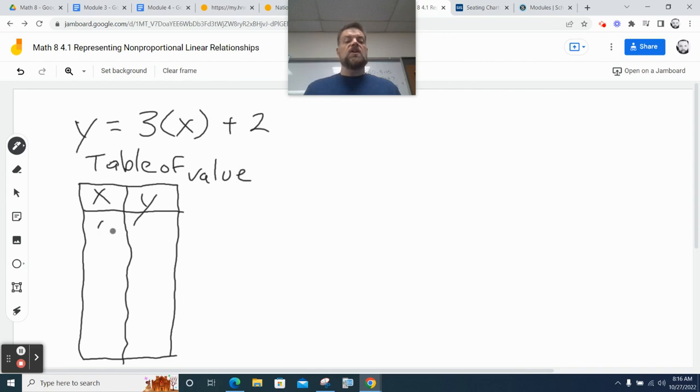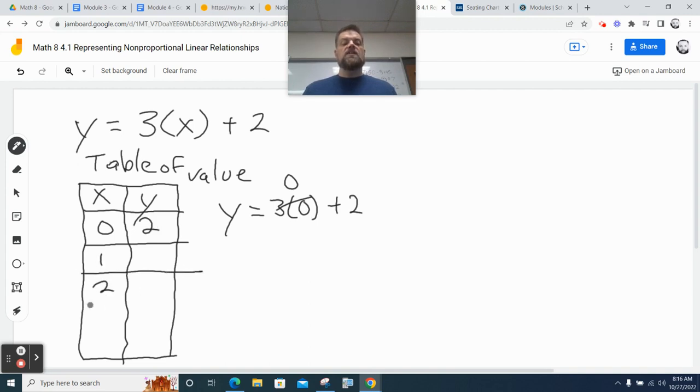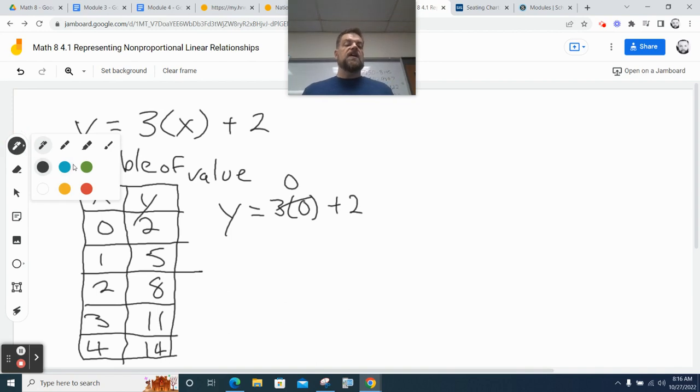And so when I plug in 0, well, let me do this a little differently. If I say y is equal to 3 times 0 plus 2, 3 times 0 is 0, 0 plus 2 is 2. And then on the previous page, we said that 1, 2, 3, and 4 are going to be 5, 8, 11, and 14.